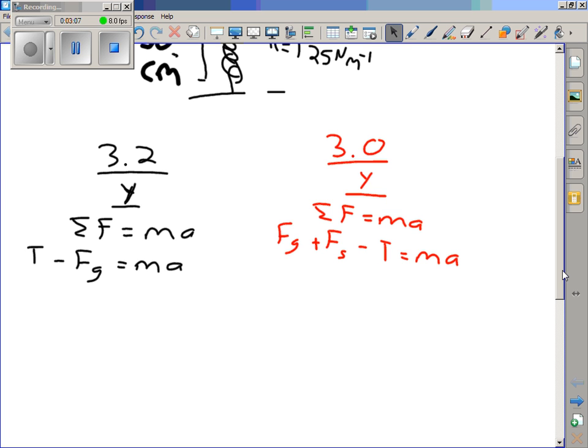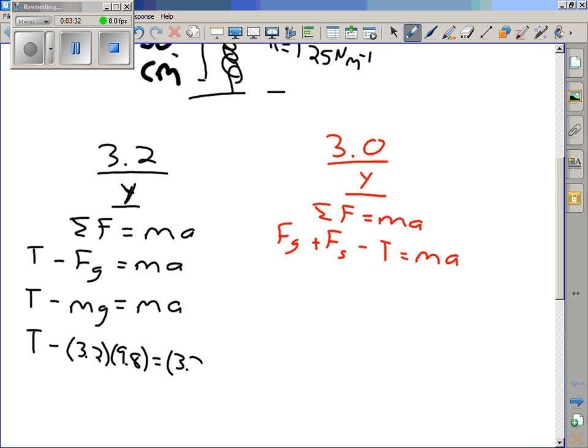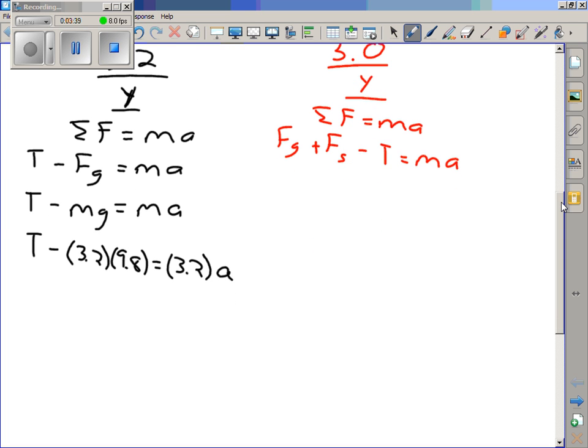All right, so it doesn't really matter where you want to start. I'll start with the 3.2 kilogram guy. Tension, I don't know that, so it's just T minus Fg, which breaks down into mg, right? Mass times gravity equals ma. I know what mg is, so that's T minus 3.2 times 9.8 equals 3.2a. All right, I got a problem here, right? My problem is I have two variables. So I need to go to the other one.